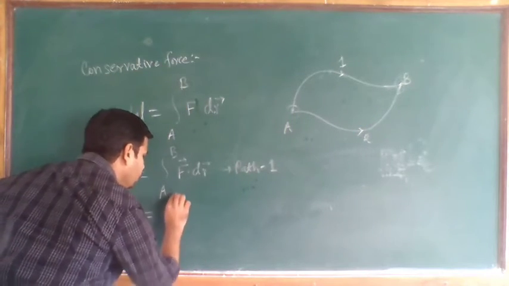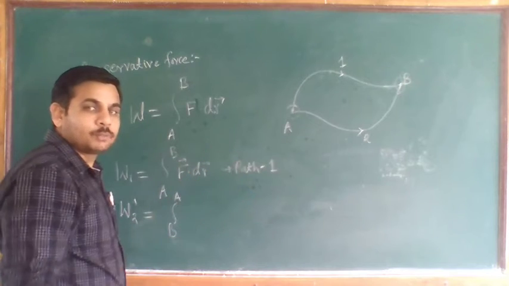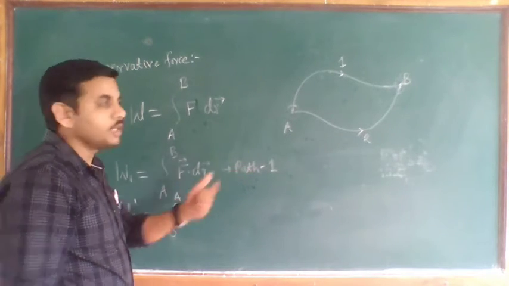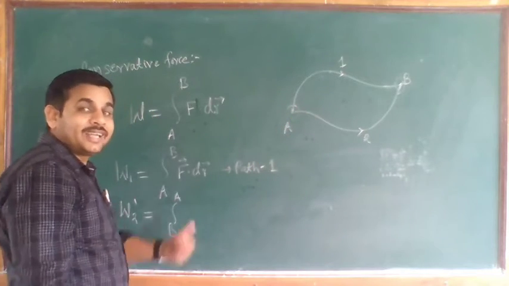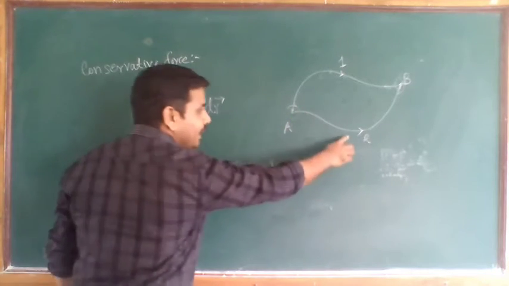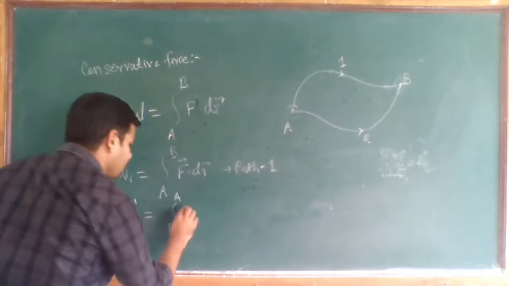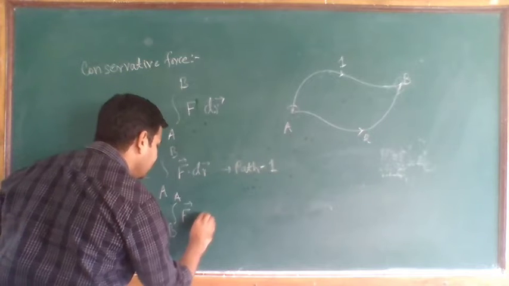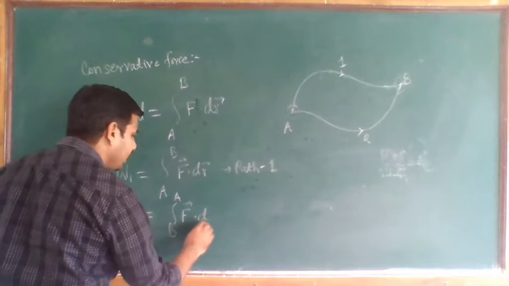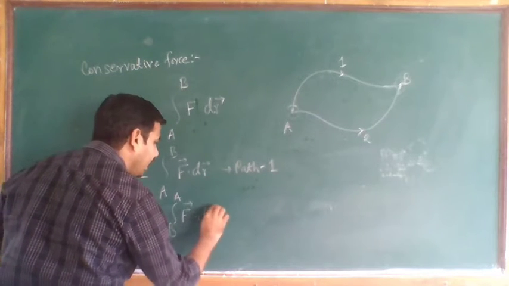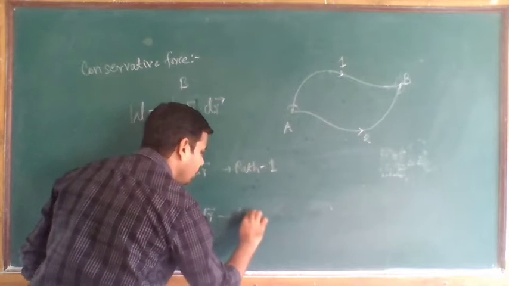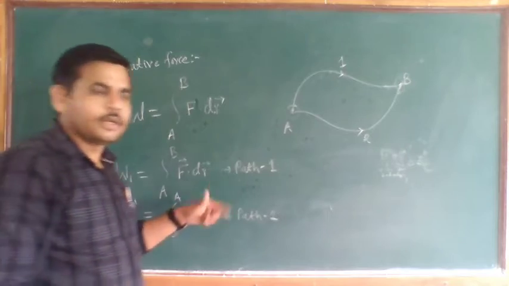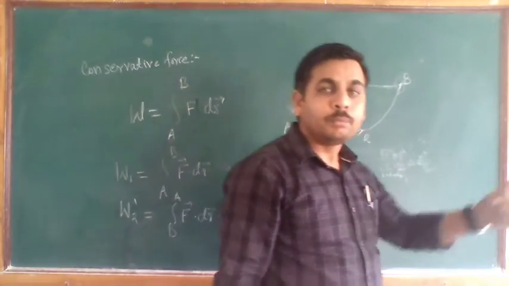From B to A, again we apply the force to that particle. This particle will be moved from position B to A, and in that case the path is the second. So again work done is equal to W2 dash, which is nothing but the integration from B to A of F dot dr. So this is from path 2. So from A to B, and from B to A.